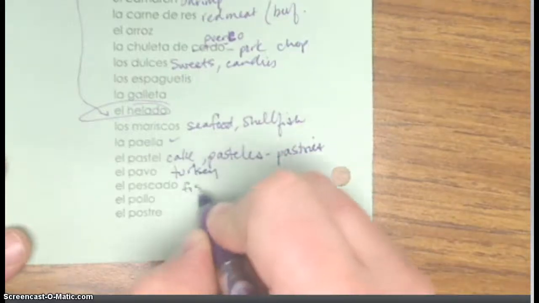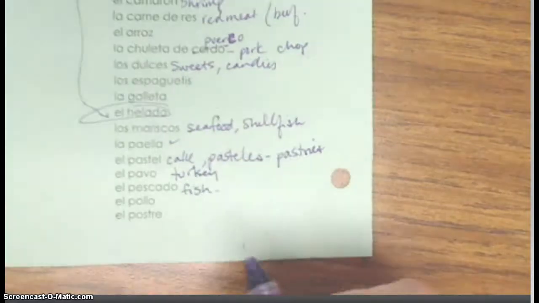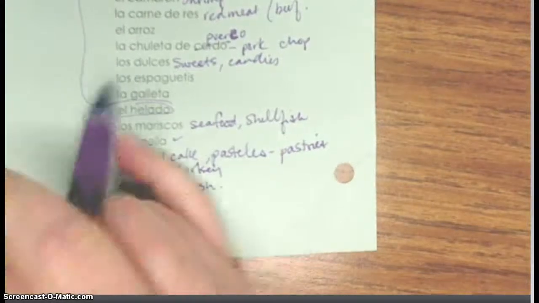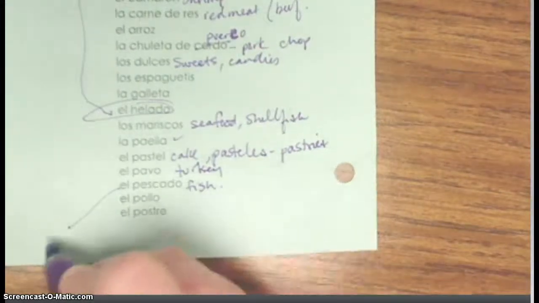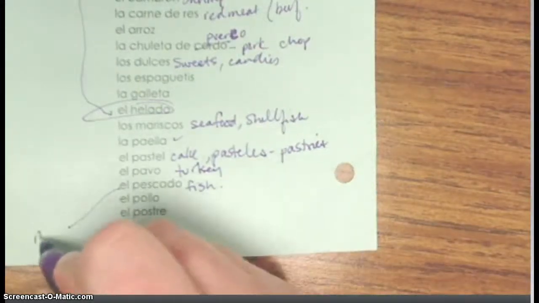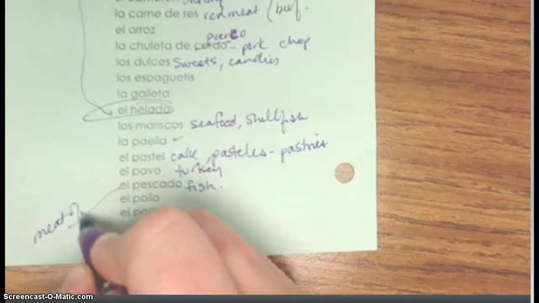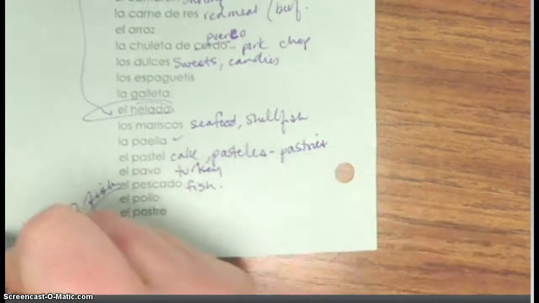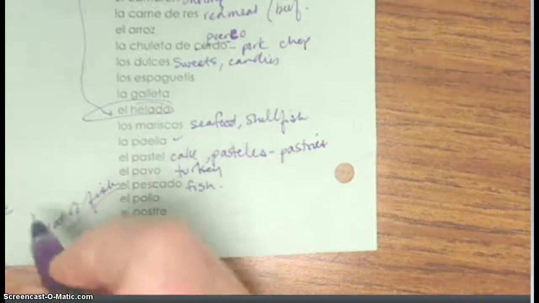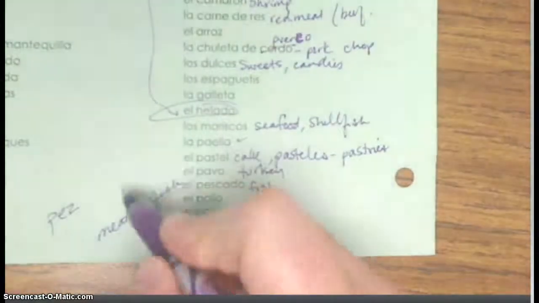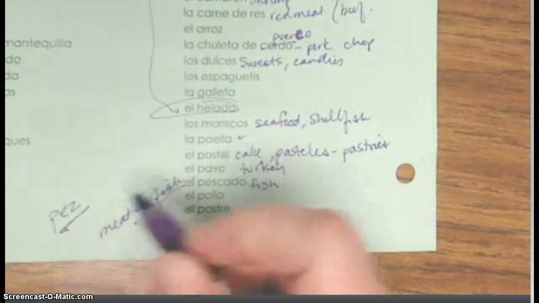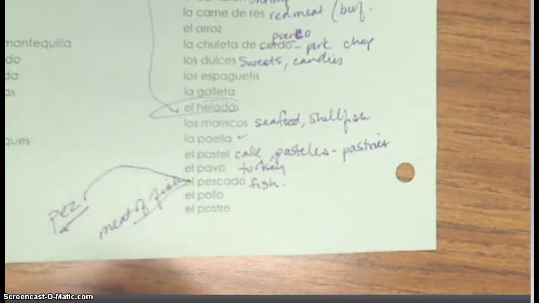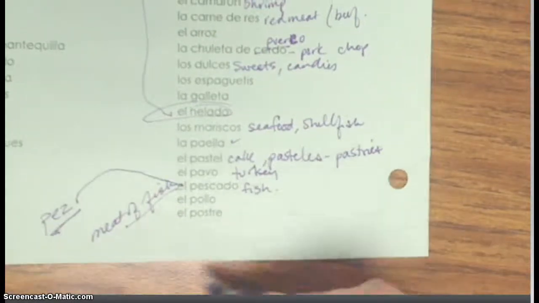Pescado is fish. And I tell people this, a lot of natives will go to the aquarium and say, oh, mira el pescado. El pescado is the meat of the fish. If I go to the aquarium to see Nemo, I went to the aquarium to see un pez. Un pez. If for some reason I eat Nemo, I'm eating el pescado. Nothing against Nemo, I won't eat him.